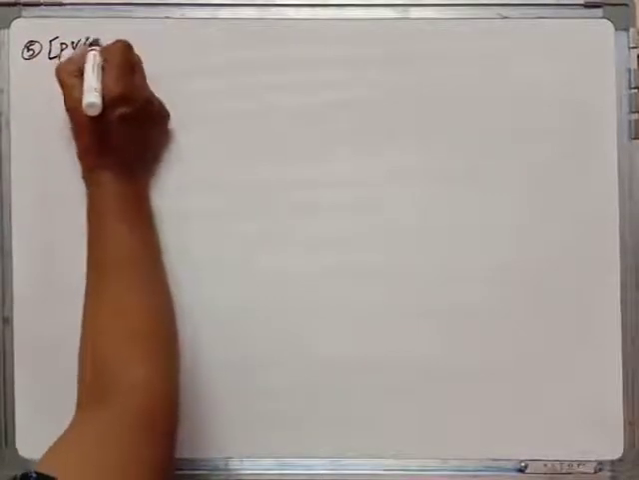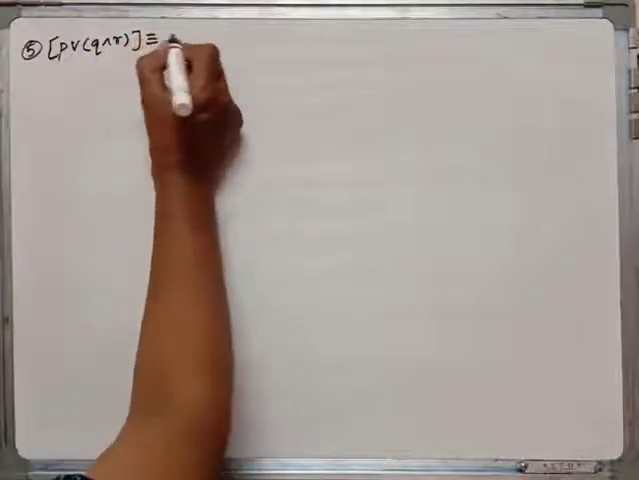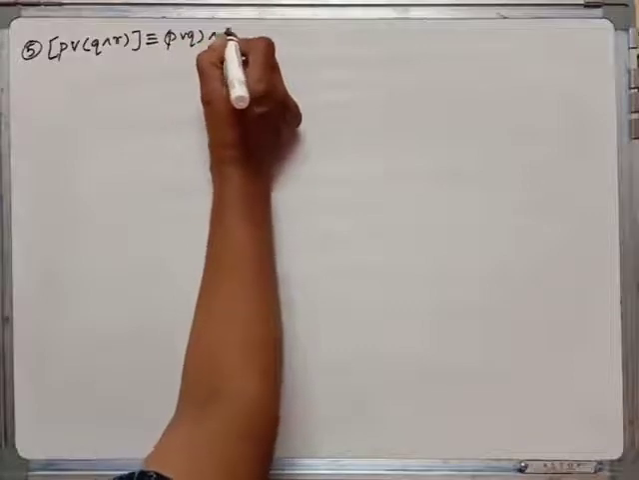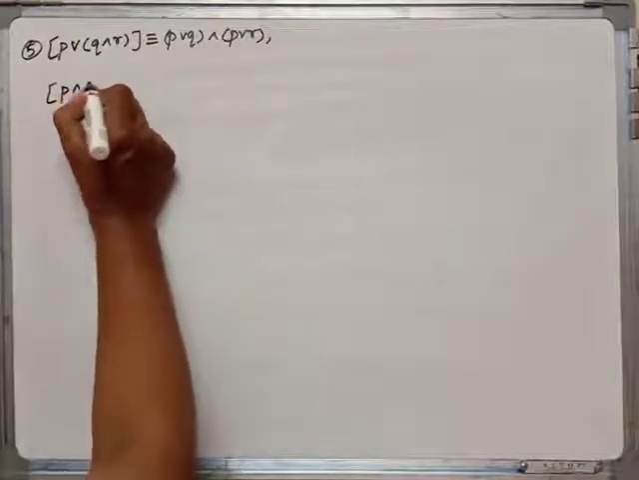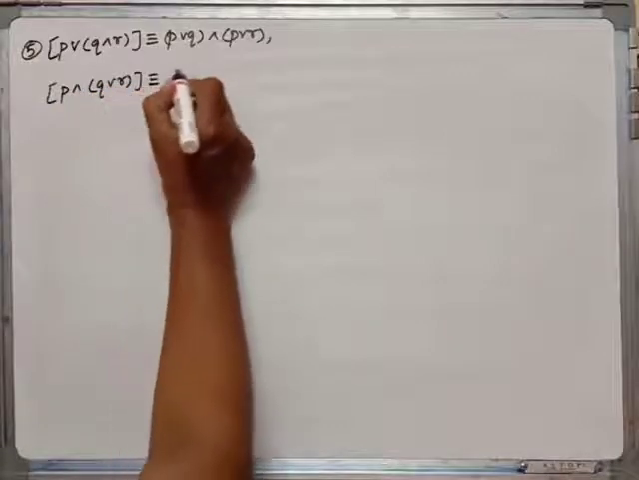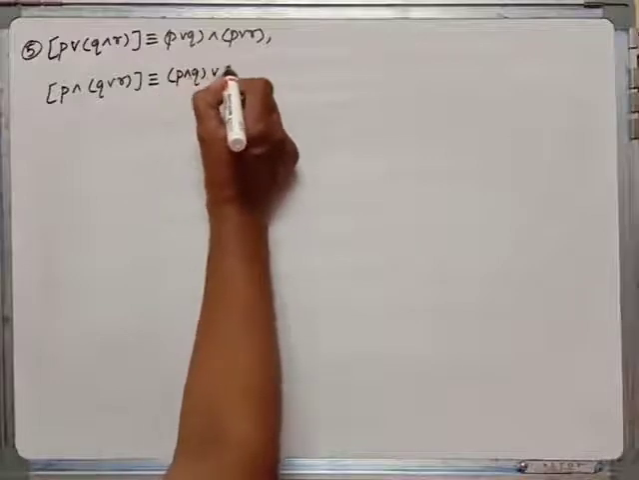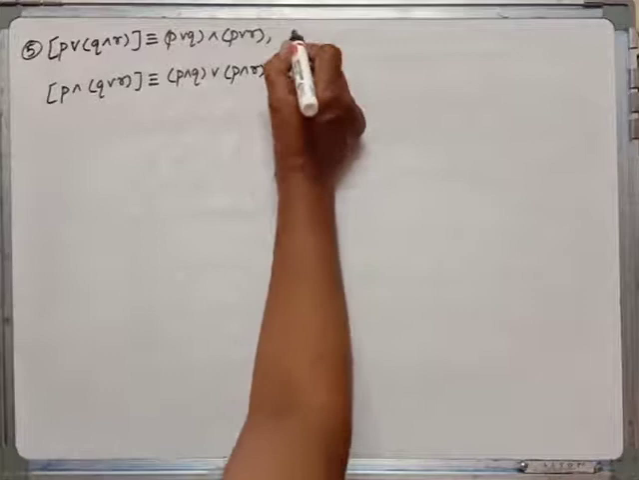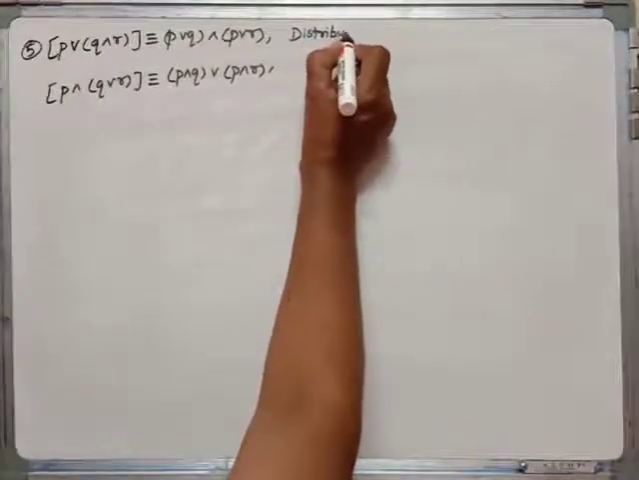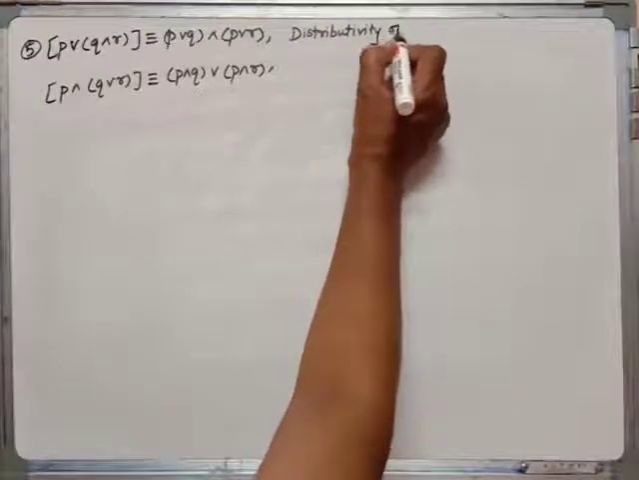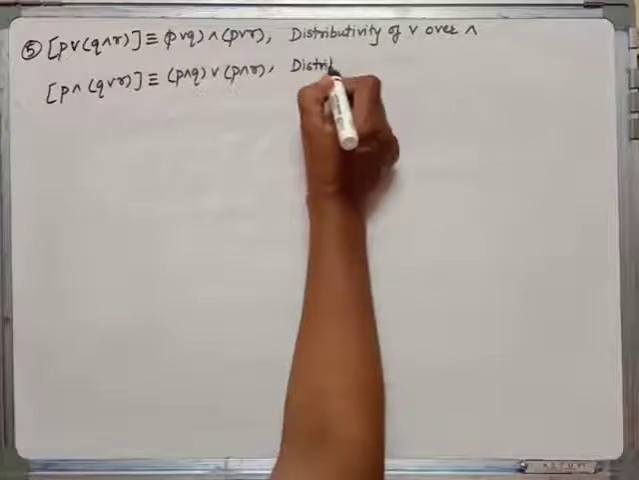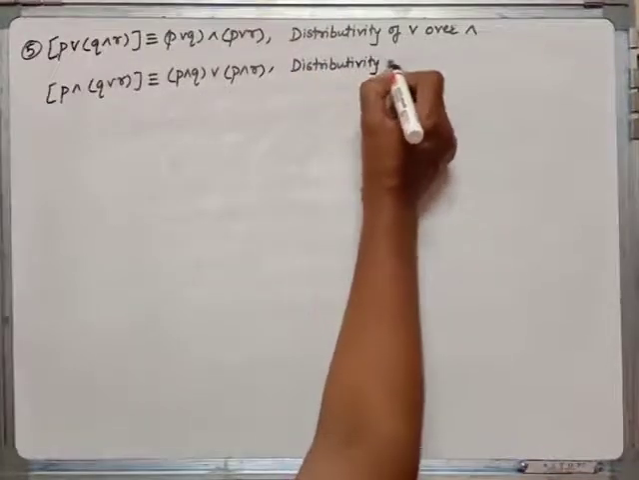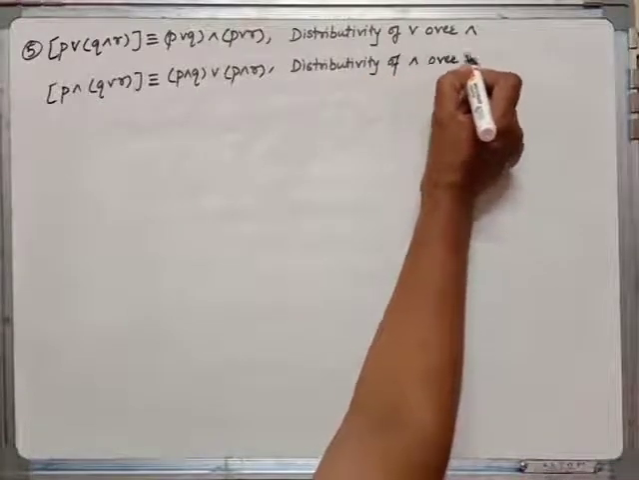So P or Q and R is equivalent to P or Q and P or R. Also P and Q or R is equivalent to P and Q or P and R. Here this is distributivity of or over and, and here it is distributivity of and over or. Okay.